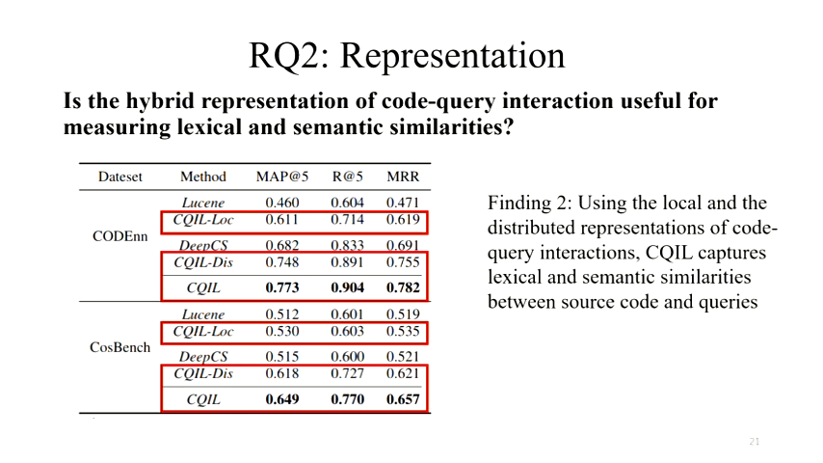COIL with the hybrid representation performs better than that using local or distributed representation alone. Therefore, we have the second finding. Using the local and distributed representation of code query interactions, COIL captures lexical and semantic similarities between source code and queries.